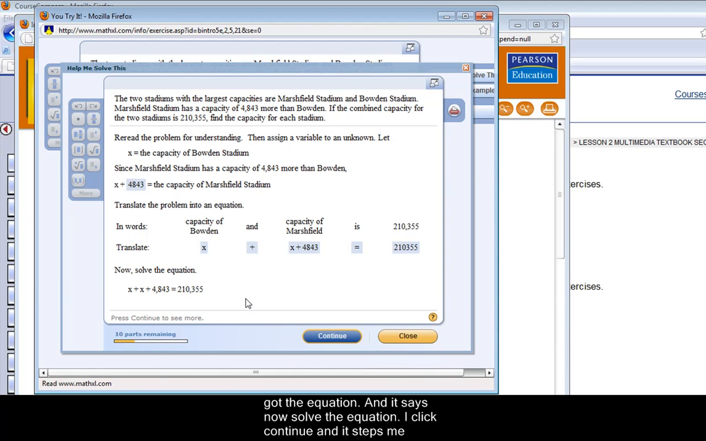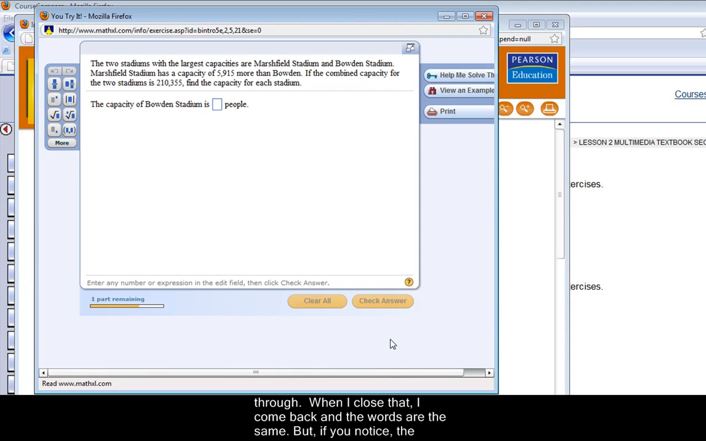And then I've got the equation. And it says now solve the equation. And I click continue and it steps me through. When I close that, I come back. And the words are the same, but if you notice, the numbers have now changed in the problem. So to get credit for that question on homework, now this is just an example, but if this were a homework problem and I used help me solve this, to get credit for it I would have to work this problem with the new numbers and then it would count it either right or wrong.